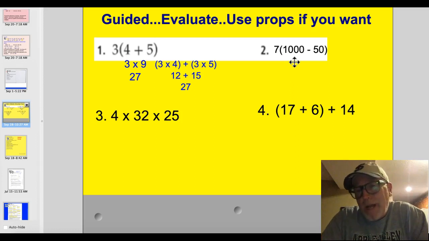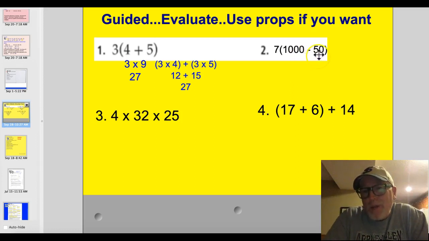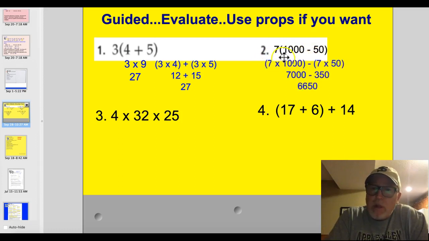On this one, I know 1,000 minus 50 is 950, but I don't know what 7 times 950 is. However, if I distribute it, I know that 7 times 1,000 is 7,000. I know that 7 times 50 is 350, and I can subtract 350 and get 6,650 in my head. It worked out for me that time, using the distributive property to rewrite it.